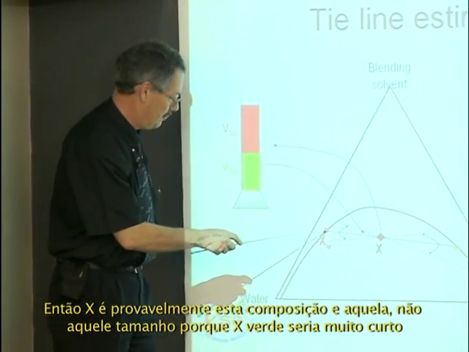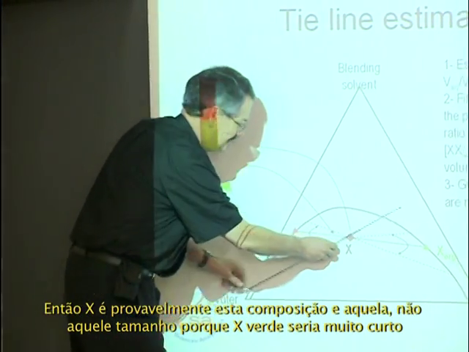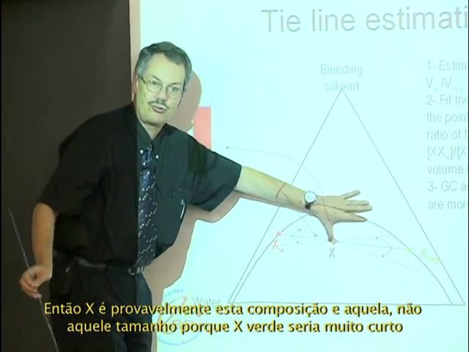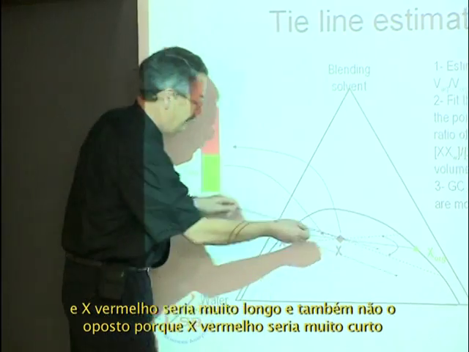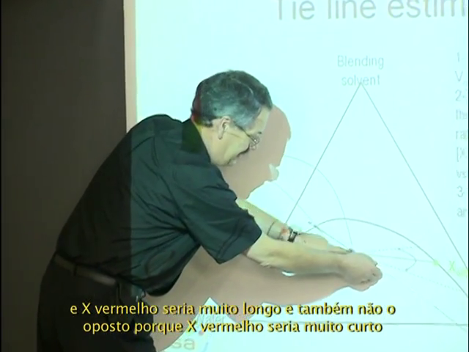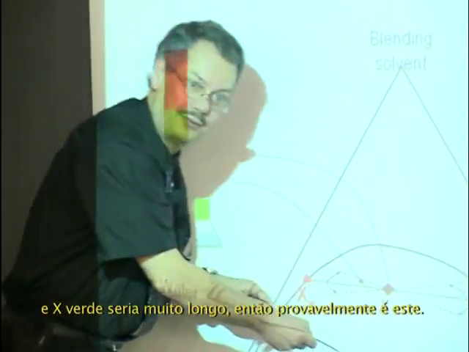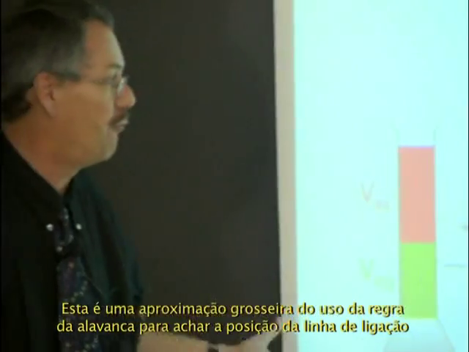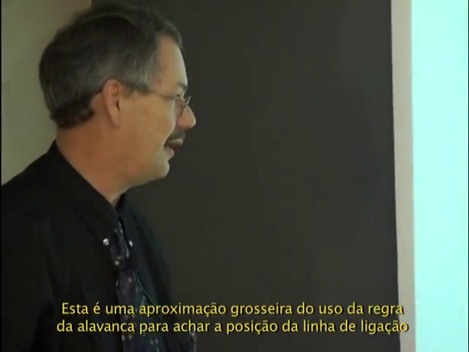So X is probably this composition and probably that one, not that side, because X green would be too short and X red would be too long, and not that side because it's the opposite. X red would be too short and X green would be too long. So it's probably this one. That's a rough way to use the lever rule to find the tie line position.